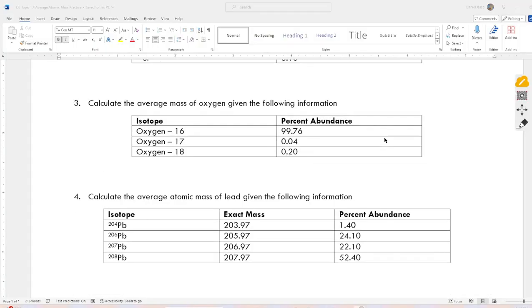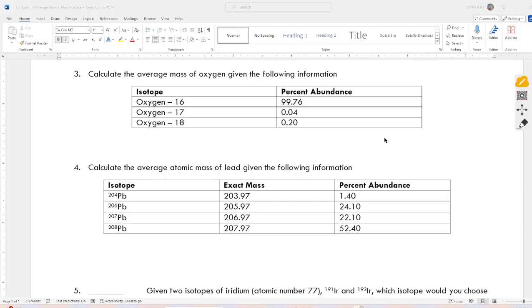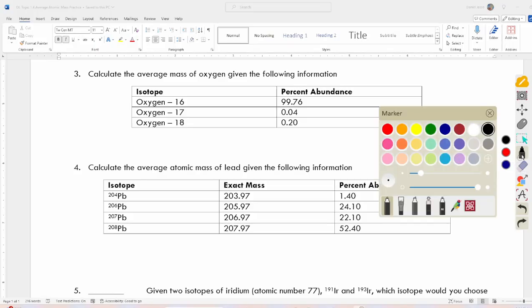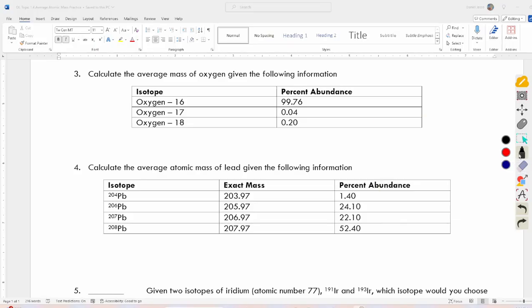Let's check out number 3 together. All right. Number 3 is pretty much the same as all the other ones we did. All right, that's good. Okay, so we're going to use the same equation here.